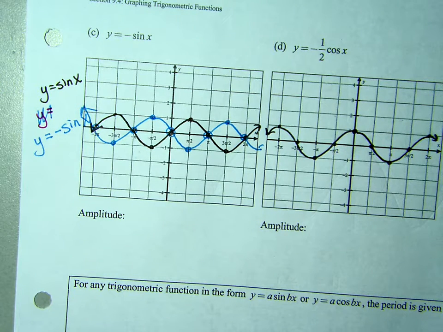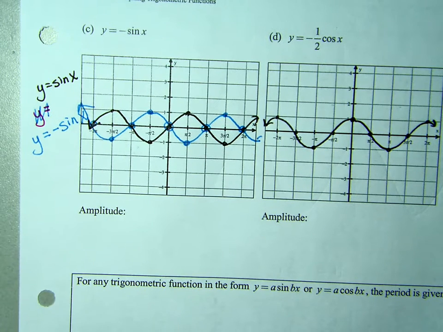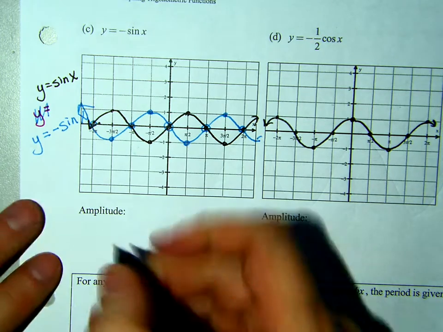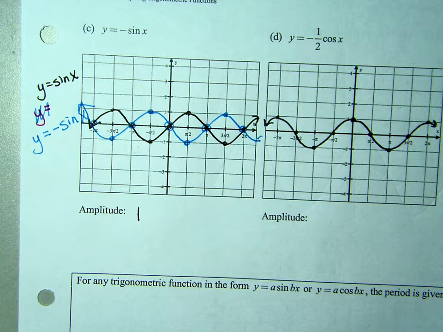Make sure, if we do have multiple graphs on one grid, we're color coding things, telling me what's what. Have you finished C? Yeah. What's your amplitude? -1. 1. It's always a distance. It's 1. A was 2, B was 4.